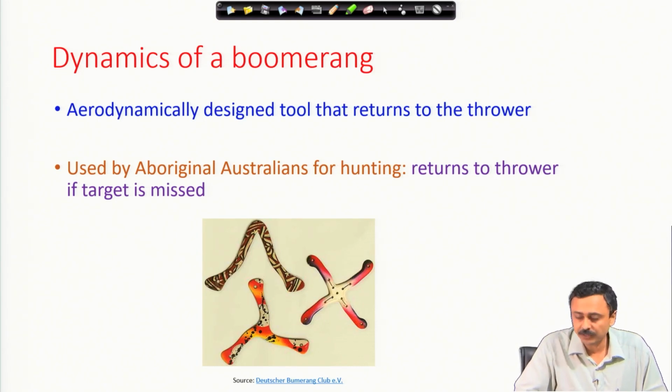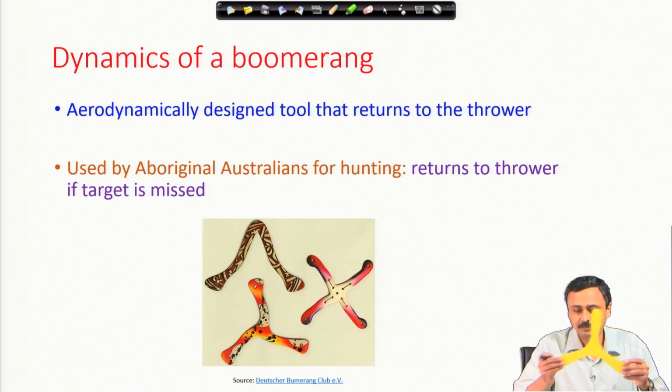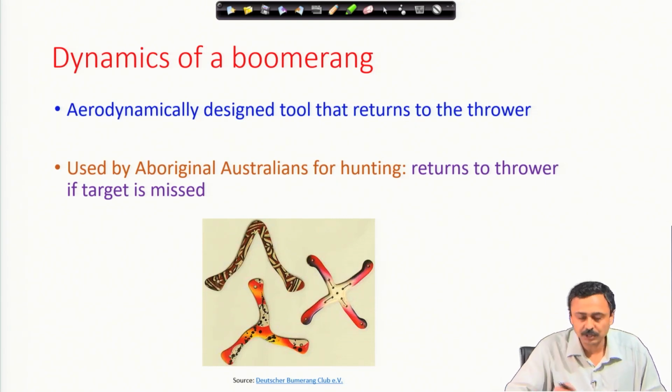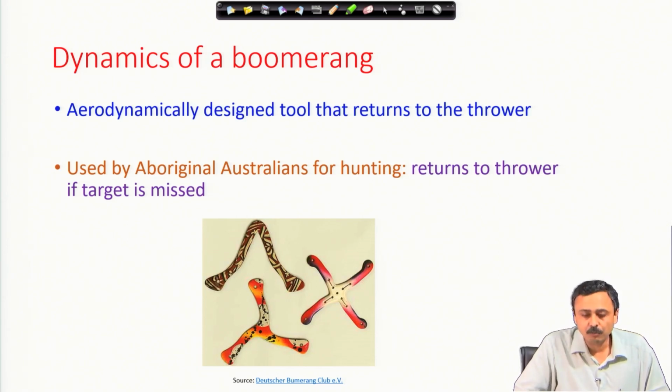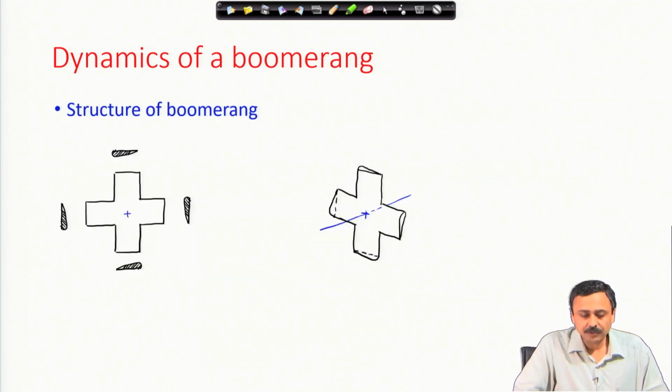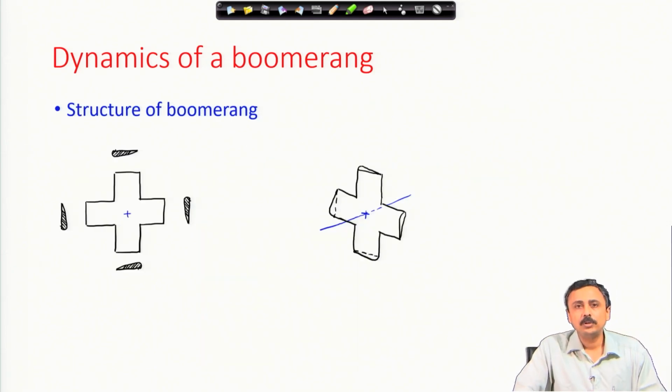We can have different shapes of boomerang as shown here: L shaped, 4 armed, 3 armed. I have a boomerang which is a 3-armed one, I will show you a little later. We are going to look at the analysis, or dynamics, of boomerangs. First, we should know what is the structure of a boomerang.